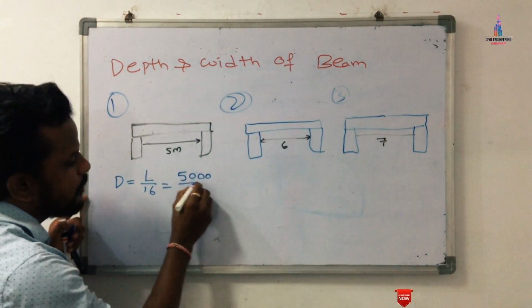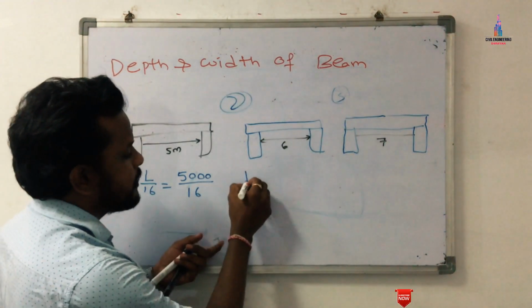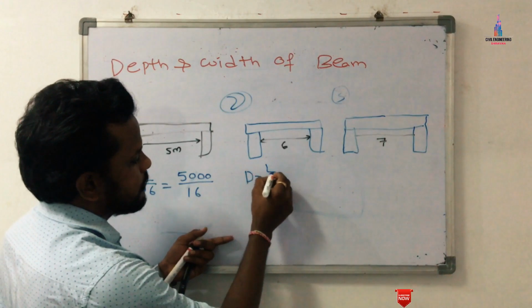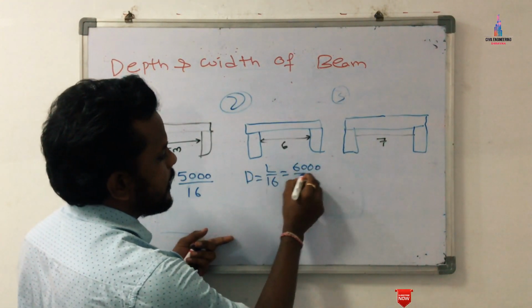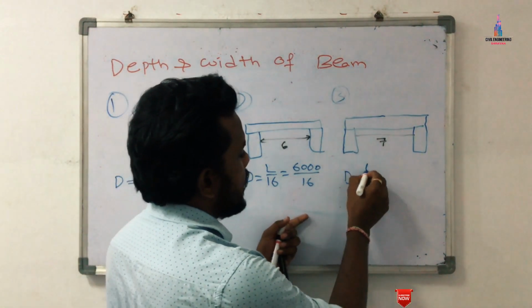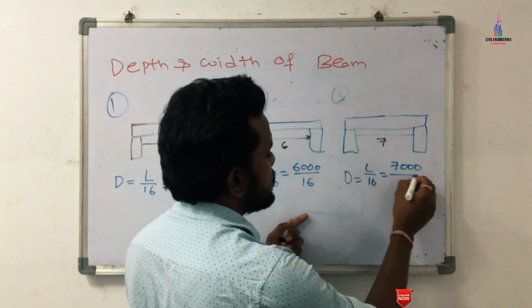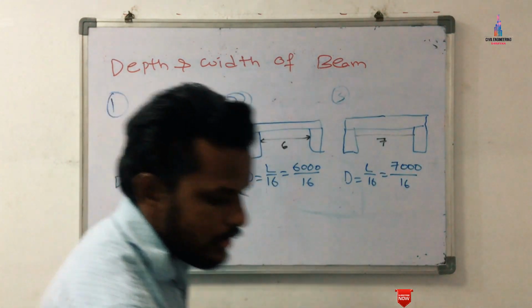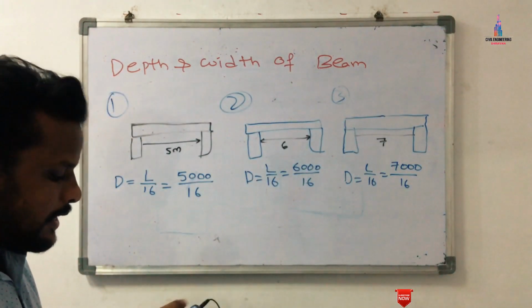Basically we have to divide this value by 16. In the same process, we take the depth from the formula L by 16, which is approximately 6000 divided by 16. Similarly, L by 16 is approximately 7000 divided by 16. Now I will calculate the respective values for the 5 meter, 6 meter and 7 meter spans.